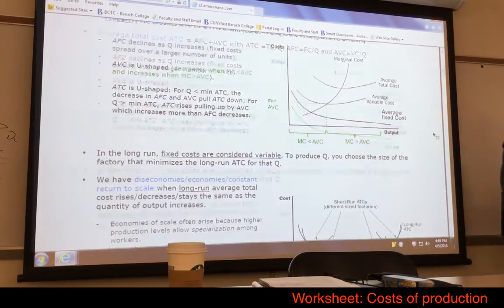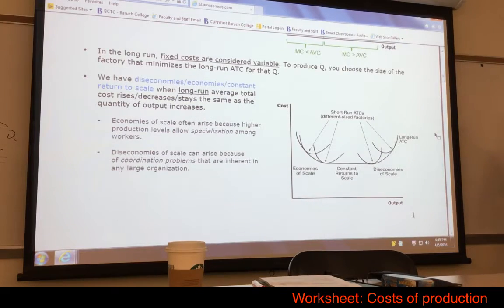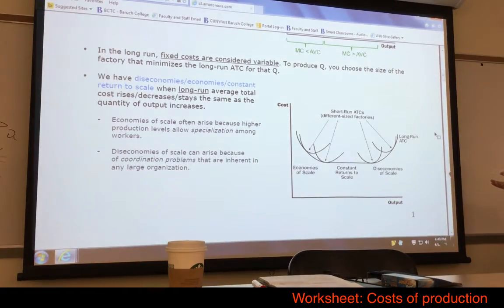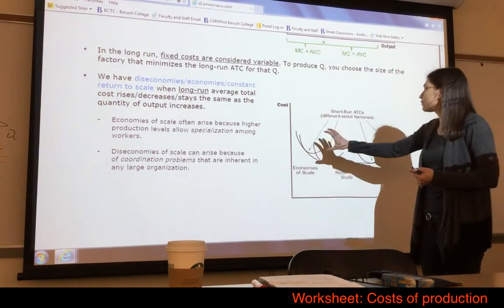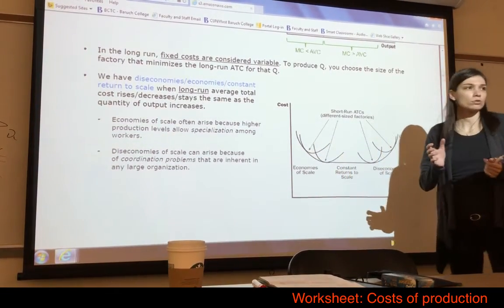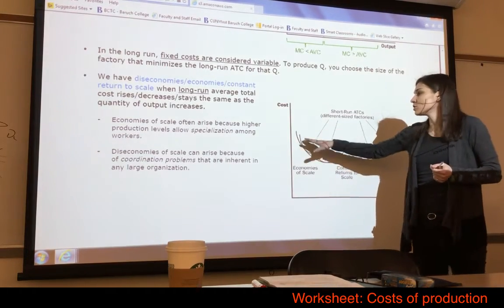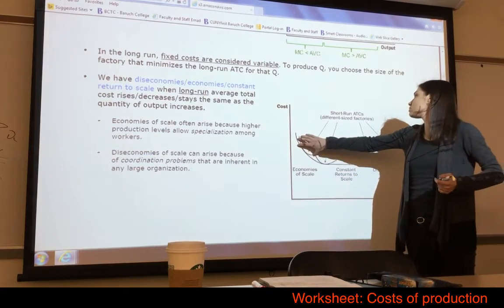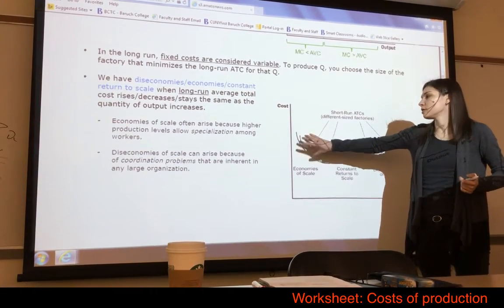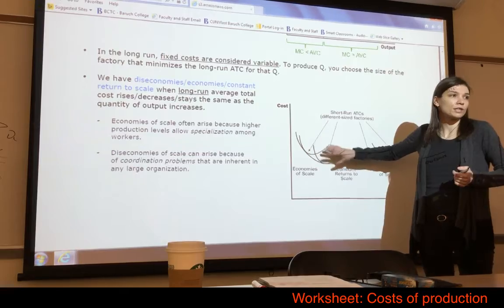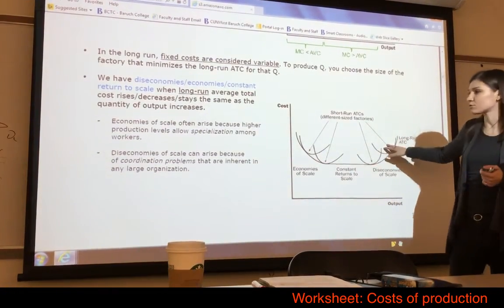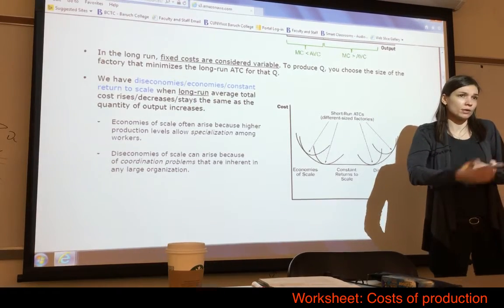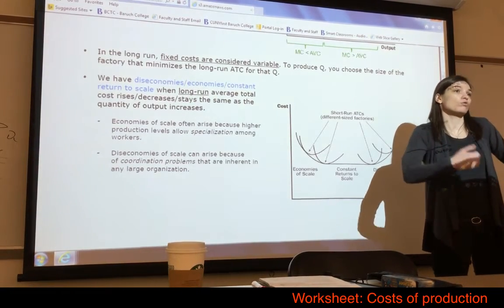So in the long run, as I said, fixed costs are going to be variable. There's no fixed costs anymore. Everything can vary. We are going to have different short-run average total costs, right? Imagine these are just different factory sizes. This short-run cost curve is the cost curve if you have one factory. This is where you have 2 factories, 3 factories, and 4 factories. And all those things are hard to change in the short run, right? Because it takes time to build a factory or to close one.